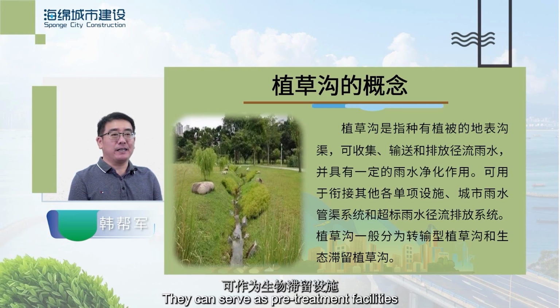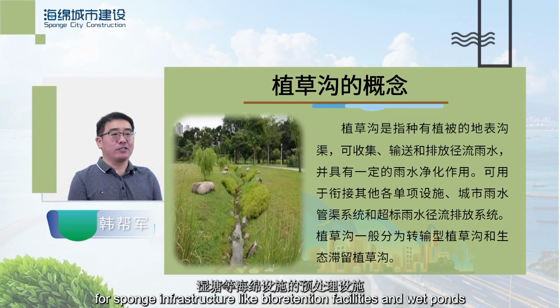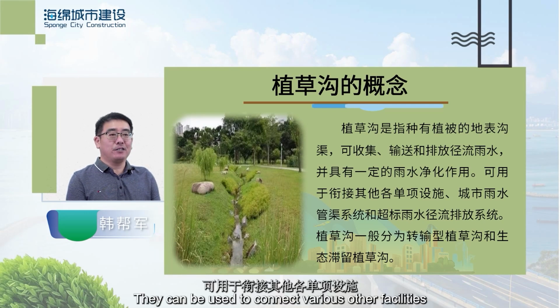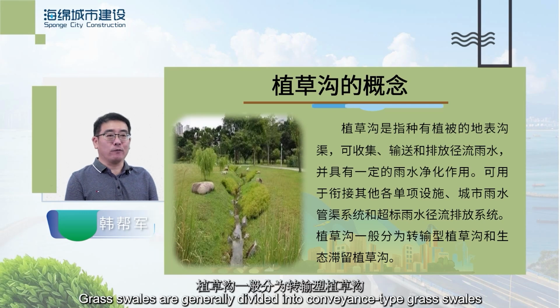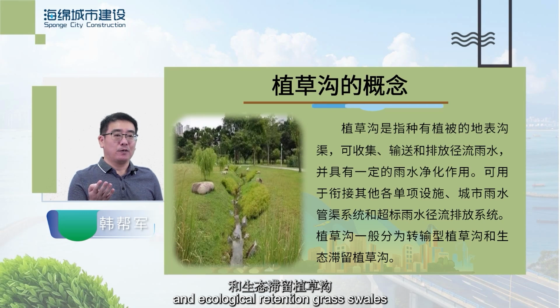They can serve as pretreatment facilities for sponge infrastructure like bioretention facilities and wet ponds. They can be used to connect various other facilities, urban stormwater pipe systems and overflow discharge system. Grass swales are generally divided into conveyance type grass swales and ecological retention grass swales.